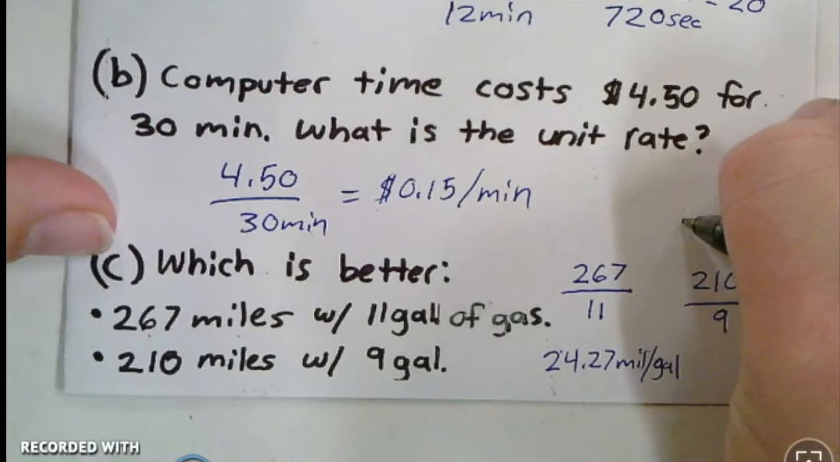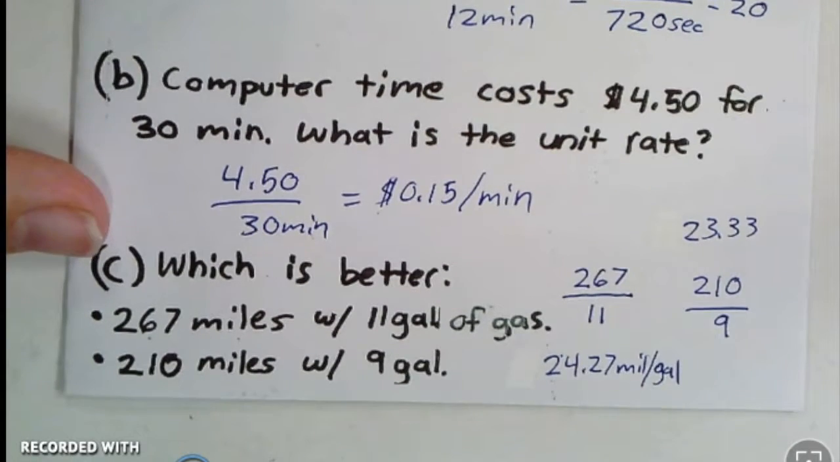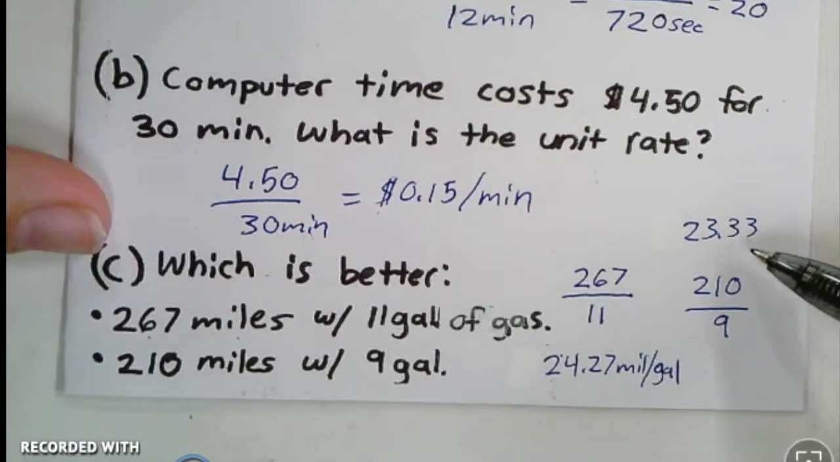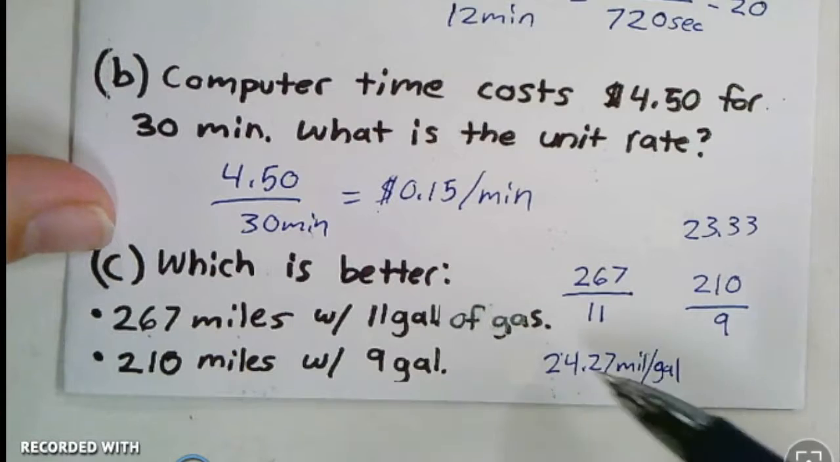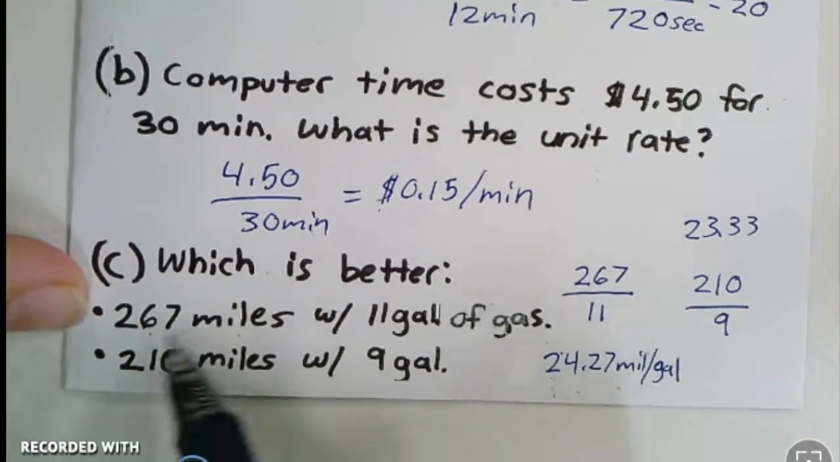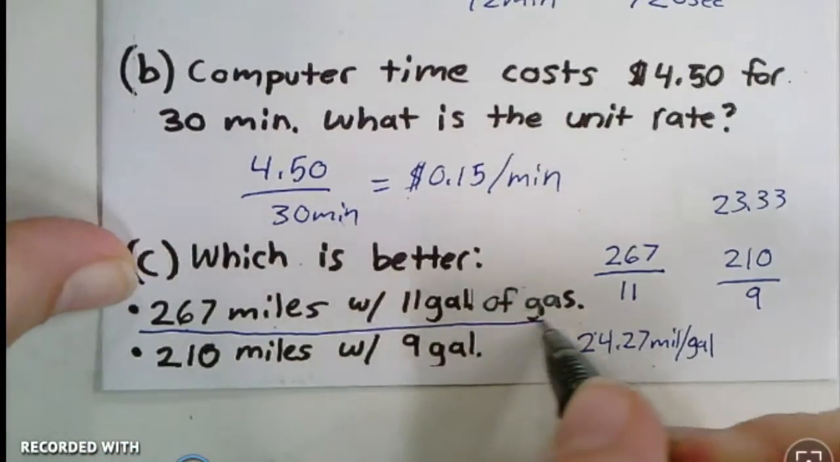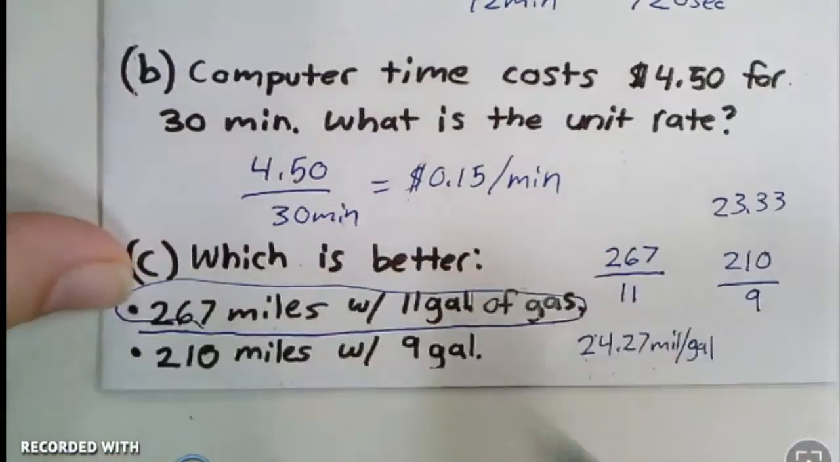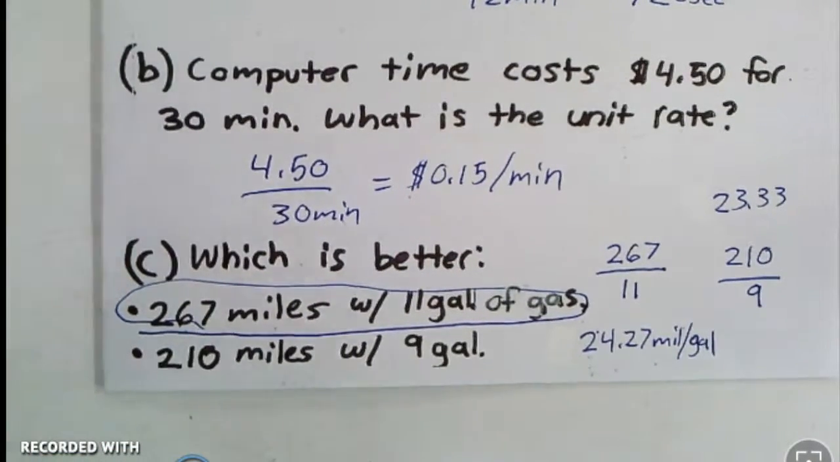This one is 23.33. So what's better? Is it better to get 23 miles per gallon, or is it better to get 24 miles per gallon? Well, in this case, obviously I want more miles per gallon. So that means that this choice, this top choice, this car does better. That gets 267 miles with 11 gallons of gas.